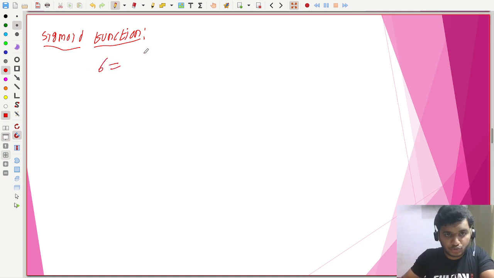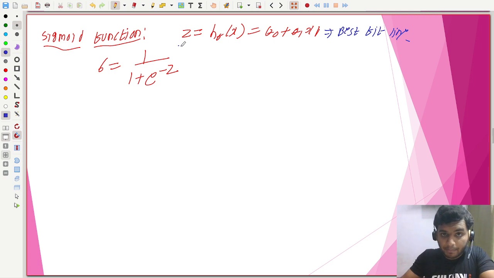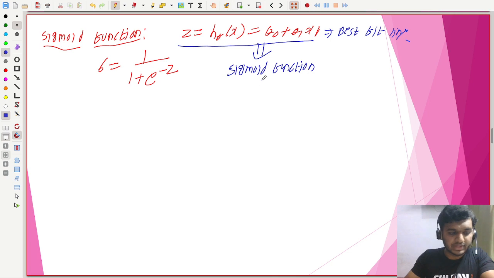So the sigmoid function is 1 by 1 plus e to the power minus z. Here z equals theta of x, that is theta 0 plus theta 1 x1. It is your best fit line. If you apply the sigmoid function on this best fit line, then it converts it to 0 to 1.